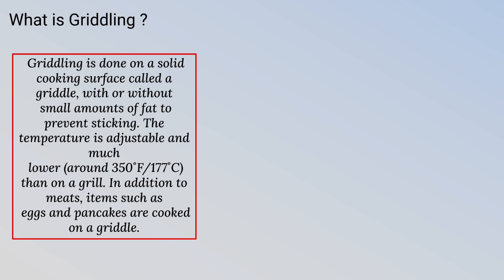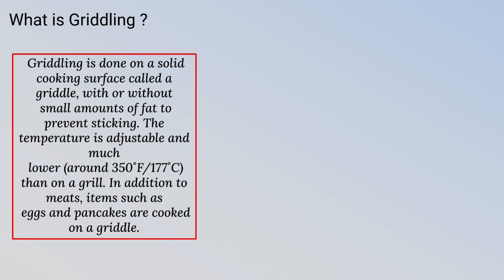Griddling is done on a solid cooking surface called a griddle, with or without fat or oil. Sometimes a little fat is added to prevent sticking. The temperature is adjustable and much lower.